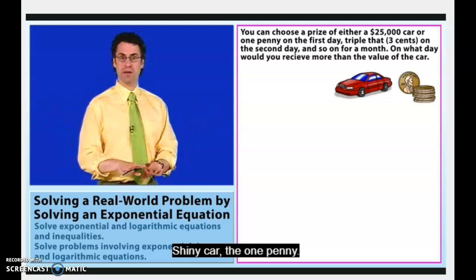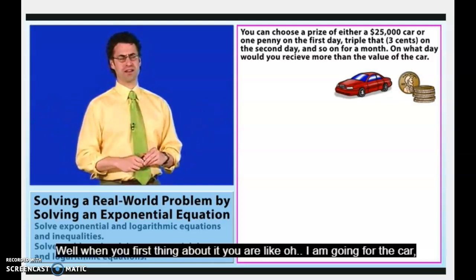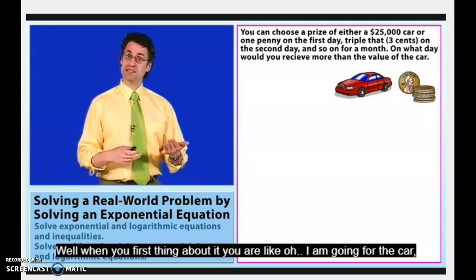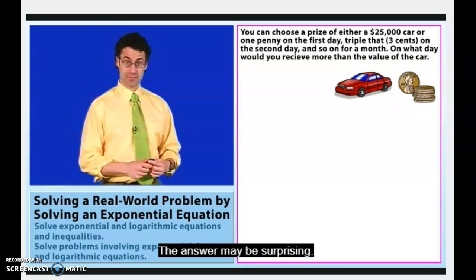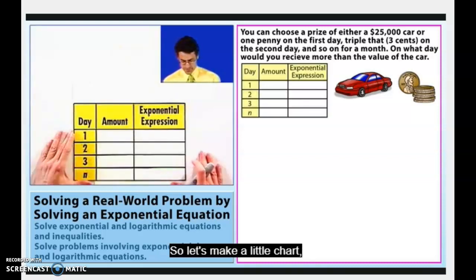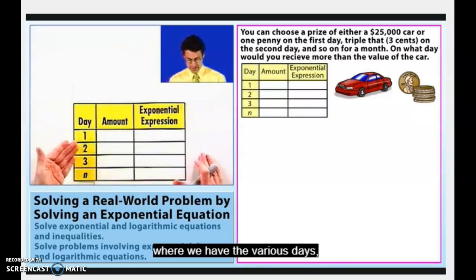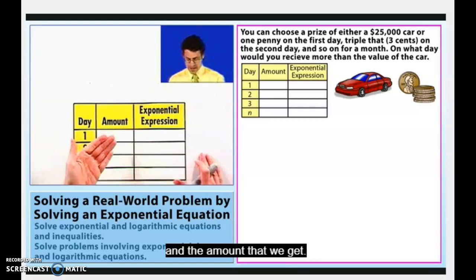Shiny car, or the 1 penny? Well, when you first think about it, you're like, whoa, I'm going for the car. Well, let's actually do the math and see what's really going on here. The answer may be surprising. So let's make a little chart where we have the various days and the amount that we get.